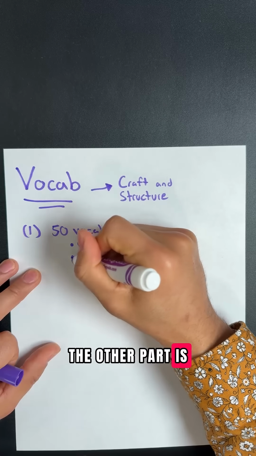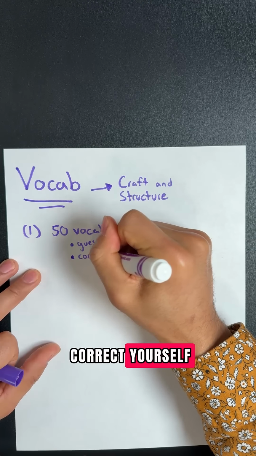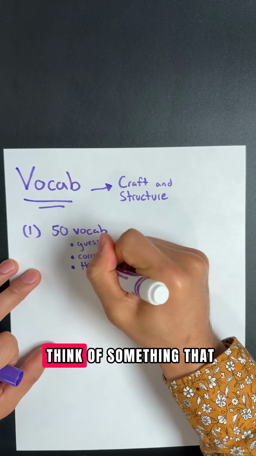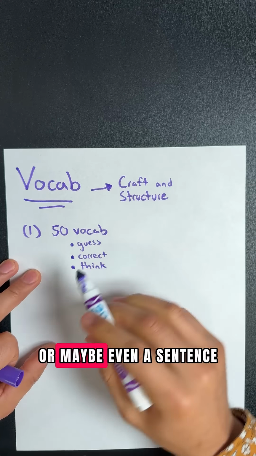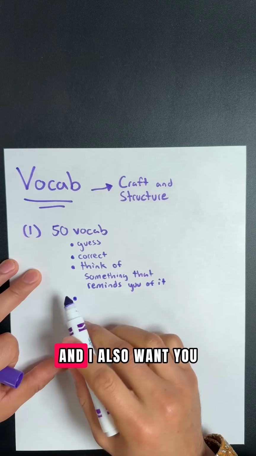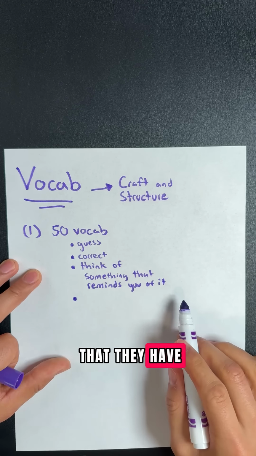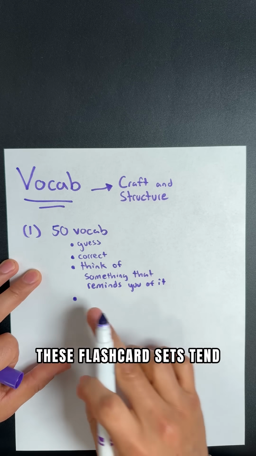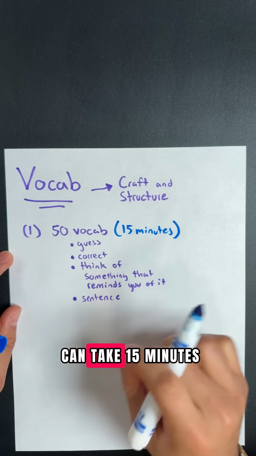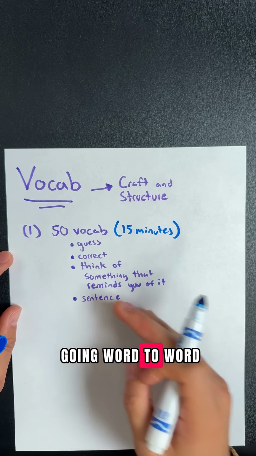The other part is, if you're wrong, I want you to correct yourself. I want you to think of something that reminds you of it, or maybe even a sentence you might have heard with that word. And I also want you to read whatever sentence they have based on that word. So these flashcard sets tend to have something like that. I find they can take 15 minutes if you just keep going word to word and don't stop.